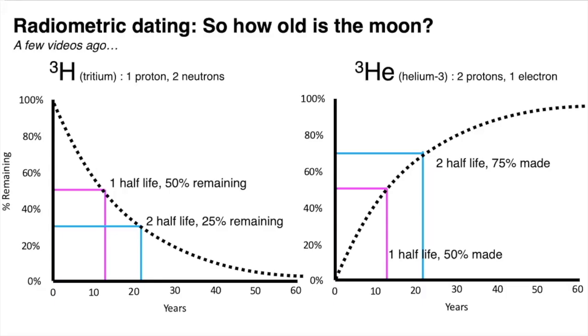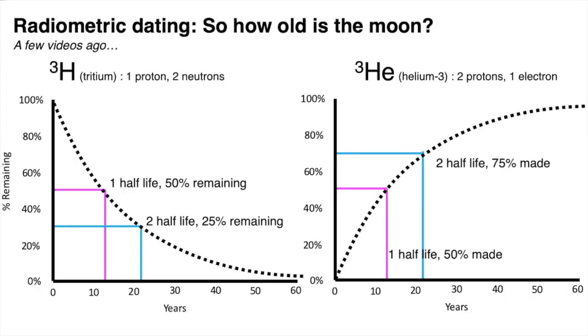Remember, a few videos ago, we talked about radioactive decay and gave the example of tritium, or hydrogen-3. Tritium has a half-life of 12 years. So after 12 years, there's 50% of the tritium that was there at year 0. At year 24, or 2 half-lives, you're down to a quarter. Because we know tritium decays into helium-3, we can monitor this process by measuring the accumulation of helium-3. But if we want to study the moon, we'll need a much longer-lived isotope.